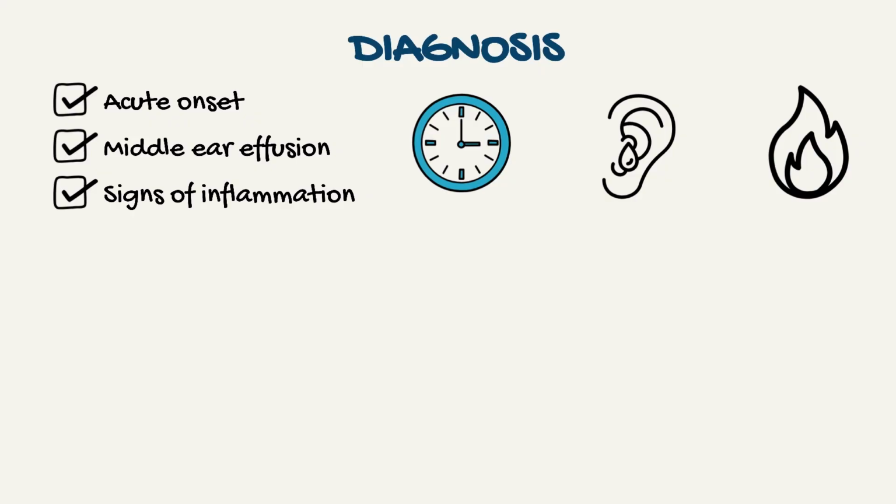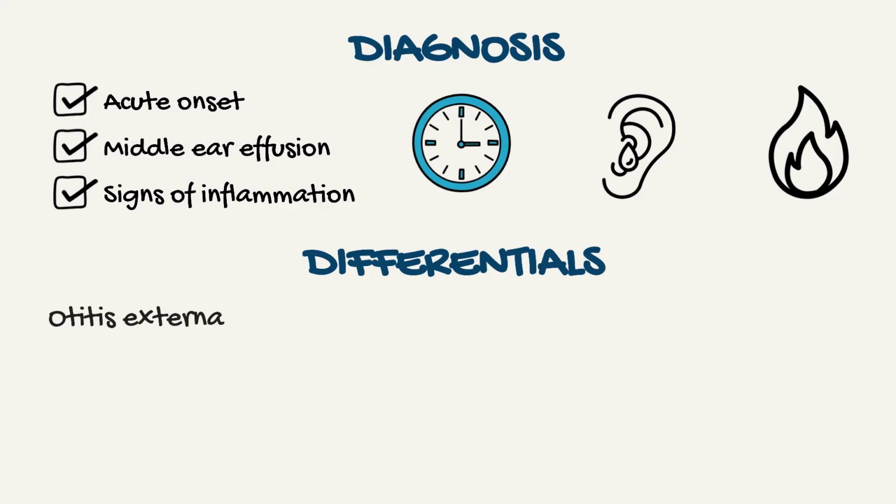But you must rule out other causes. Your key differentials are otitis externa. Look for a swollen red ear canal. The classic sign is pain on pulling the pinna or pressing the tragus. The tympanic membrane itself might be obscured or normal.